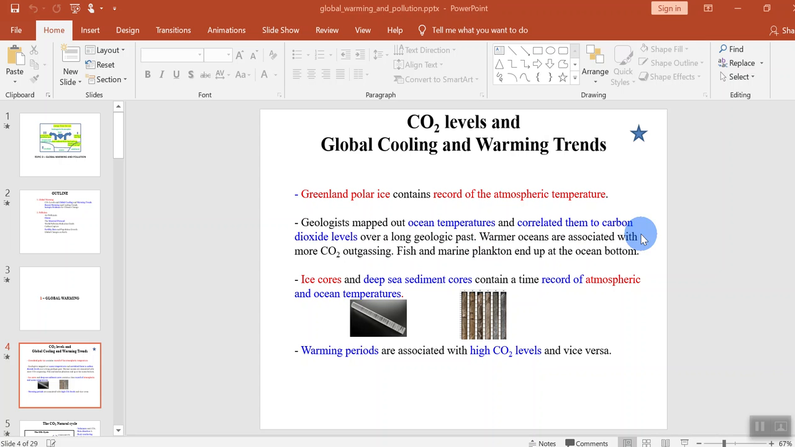Warmer oceans, this is for the atmospheric temperature. Warmer oceans are associated with more carbon dioxide outgassing. Fish and marine plankton end up at the ocean bottom. So we said the ice cores from Greenland and deep sea sediment cores contain a time record of atmospheric and ocean temperatures. This is ice core, this is deep sea sediment. Warming periods are associated with high carbon dioxide levels and vice versa.